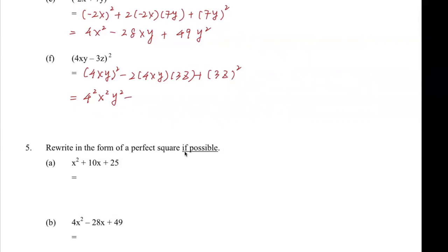And minus 2 times 4xy times 3z, that's 24xyz. And plus (3z)², that's just 9, so that's 3² z², right? So this is equal to 16x²y² − 24xyz + 9z². Okay, so that's all for question 4.